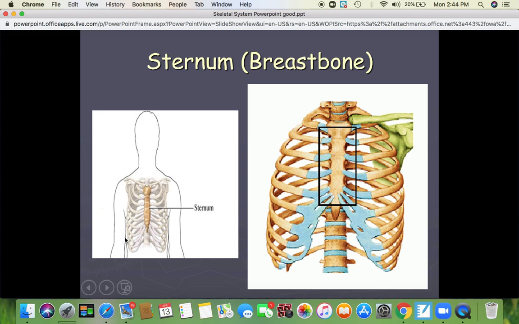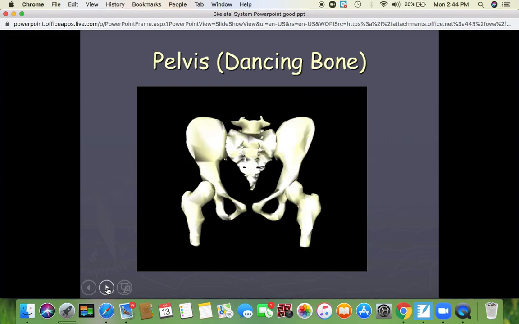So your sternum is in the middle there. Your pelvis is, as we go down to the bottom part, your pelvis would be this kind of funky shape here. This would be where your lumbar are. Then we have the sacrum, the coccyx, your tailbone here. This would be your pelvis. They call this the pelvic girdle.